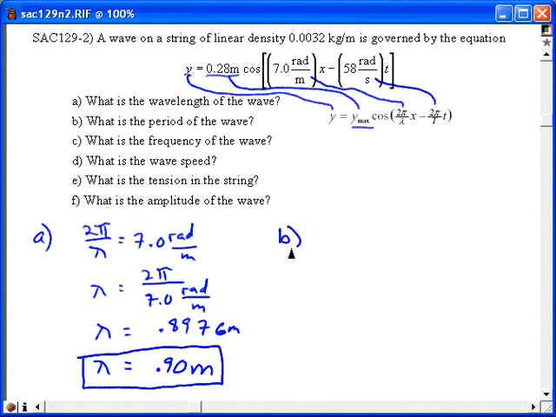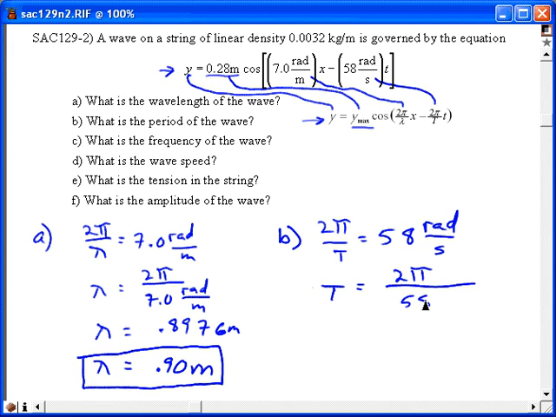Okay, in part B, we're asked for the period of the wave. The period is represented by the symbol capital T, so we'll use this relationship between our generic wave equation and the equation for the wave at hand. And I've got 2 pi over T, so it's multiplying the t, so 2 pi over T has got to be equal to the 58 radians per second. So 2 pi over T is 58 radians per second, or T is 2 pi over 58 radians per second.